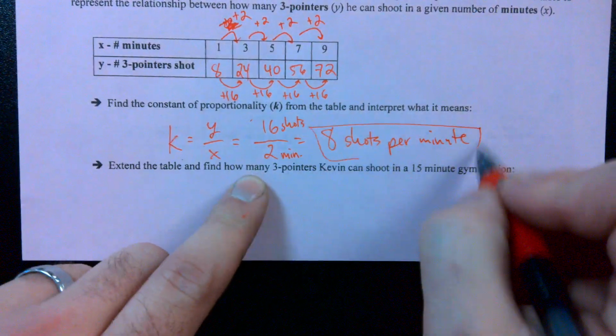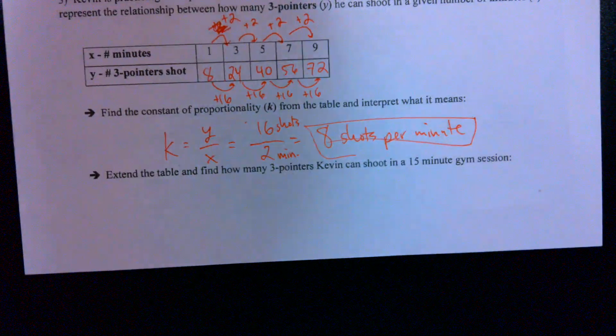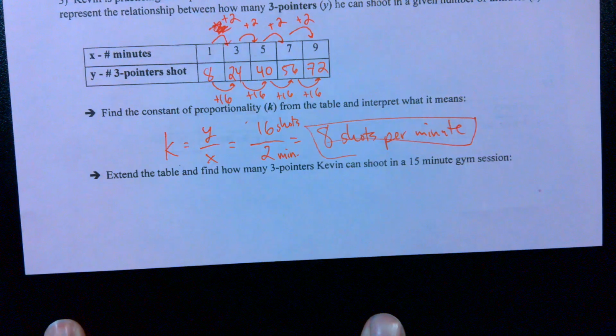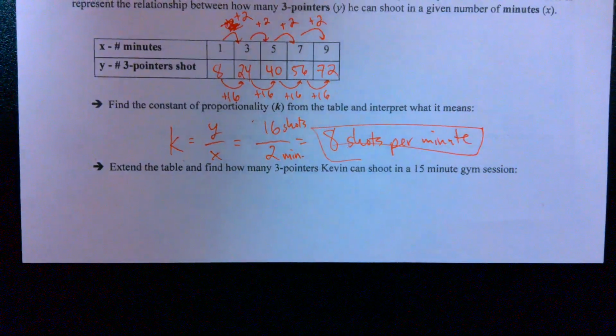And that was the information we got in our initial problem, right? It says Kevin can shoot 8 three-pointers per minute. Is it okay if I put 8 three-pointers per minute? Exactly. That's totally fine. You could say 8 three-pointers per minute, 8 shots per minute, same thing. As long as you got 8 and you're putting those units, totally fine.